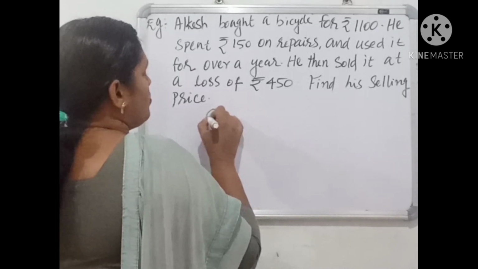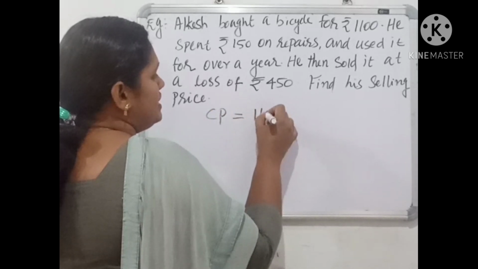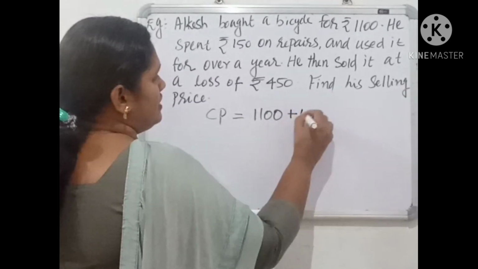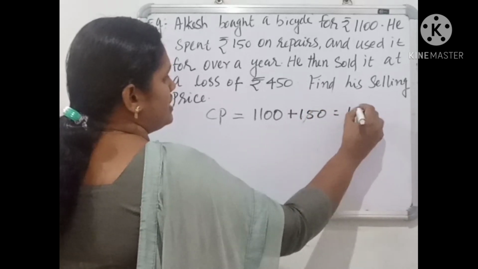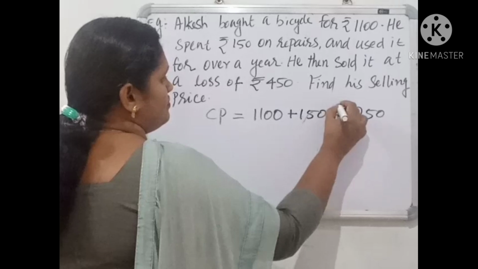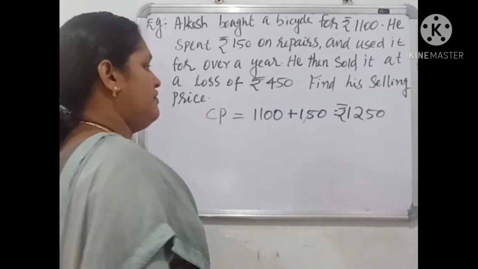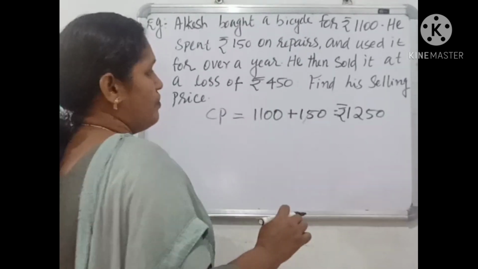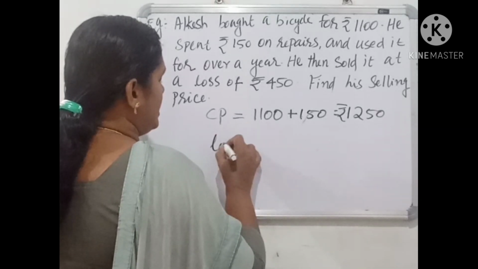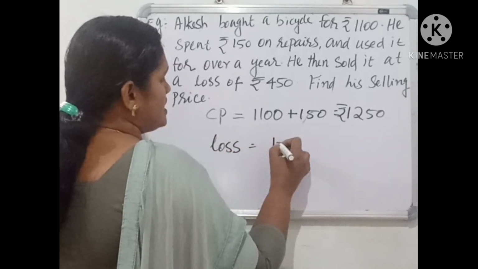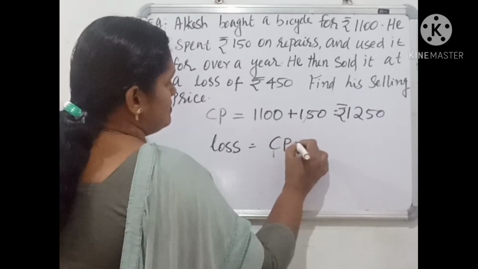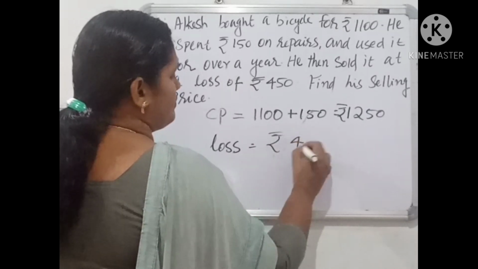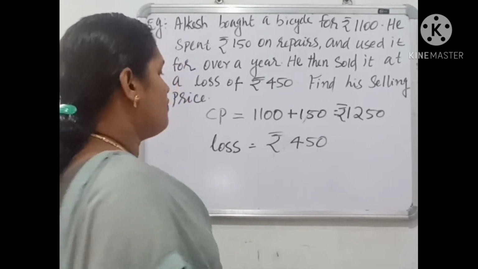So CP equals 1100 plus 150, which equals 1250 rupees. Then the loss is rupees 450.